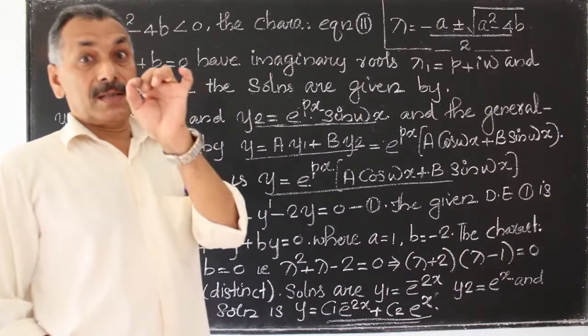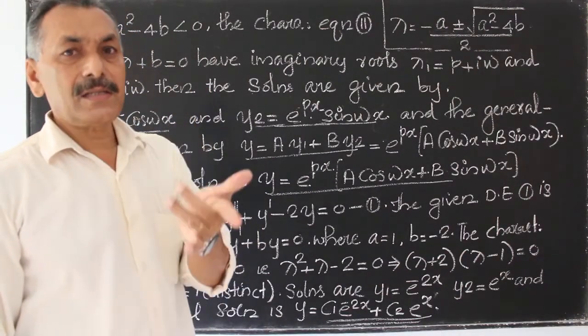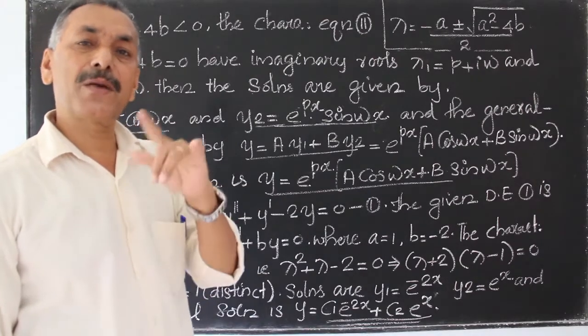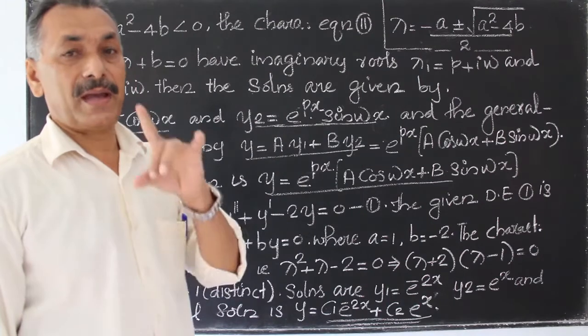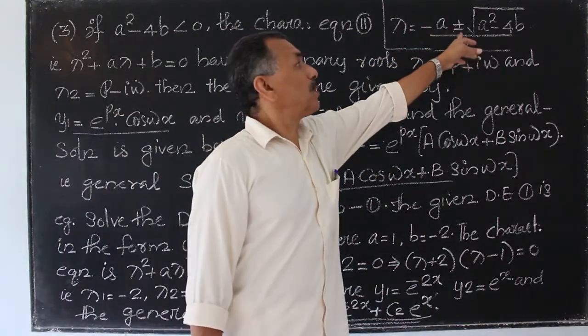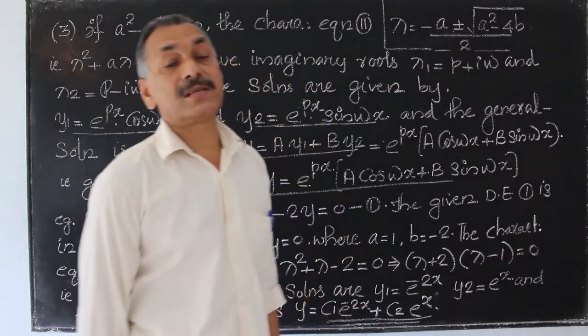Now consider the third case. The characteristic equation is lambda square plus a lambda plus b is equal to 0. The characteristic roots are minus a plus or minus root of a square minus 4b by 2. Which is the third case?